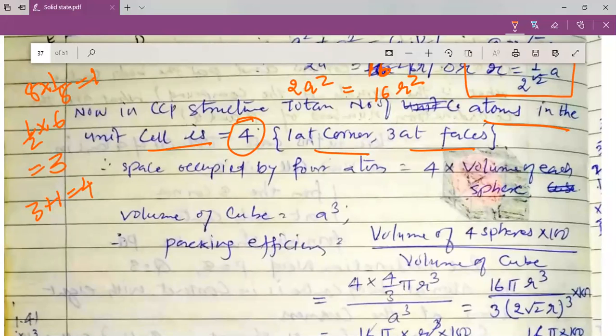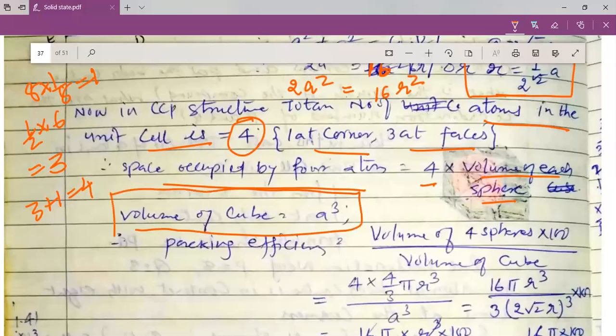And therefore the space occupied by 4 atoms is equal to 4 multiplied by the volume of each sphere. So the volume of each sphere multiplied by 4 is equal to the total space occupied by the 4 atoms. But these 4 spheres are actually arranged in the cubic arrangement, and the volume of a cube is equal to the cube of its size. So the edge is A, and that is why the volume of the cube is equal to A cube.